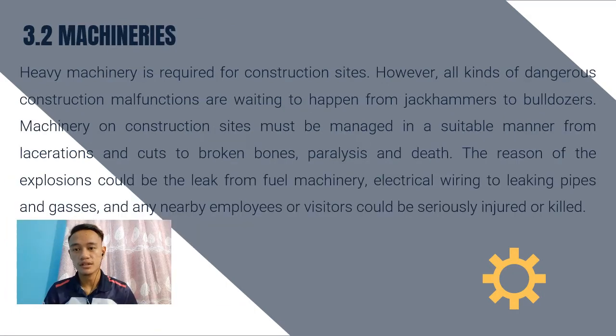My name is Frederick Kiai, so I'm going to continue the presentation with machineries. Heavy machinery is required for a construction site. However, all kinds of dangerous construction malfunctions are waiting to happen, from jackhammers to bulldozers. Machineries on construction sites must be managed in a suitable manner, from lacerations and cuts to broken bones, paralysis, and even death. The reason for the explosion could be a leak from fuel machinery, electrical wiring, or leaking pipes and gases, and any nearby employees or visitors could be seriously injured or killed.